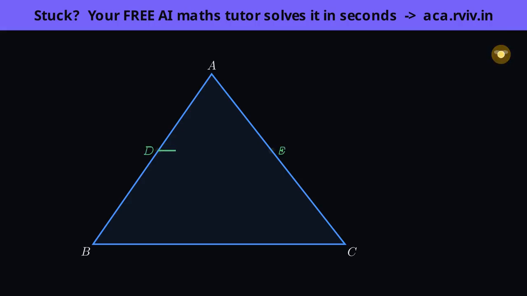Look at how D splits the left side into AD and DB, and how E splits the right side into AE and EC. I've put the 2 ratios on the right, AD over DB, and AE over EC. Notice they read the same number right now. Why would a parallel line force that?